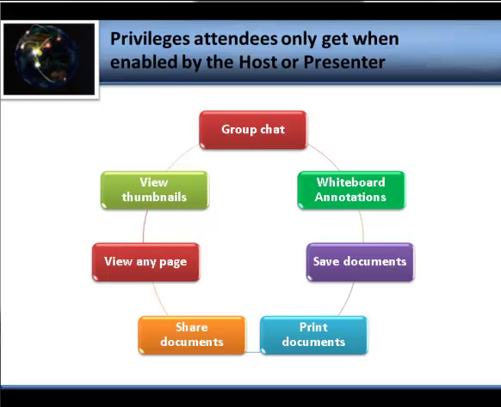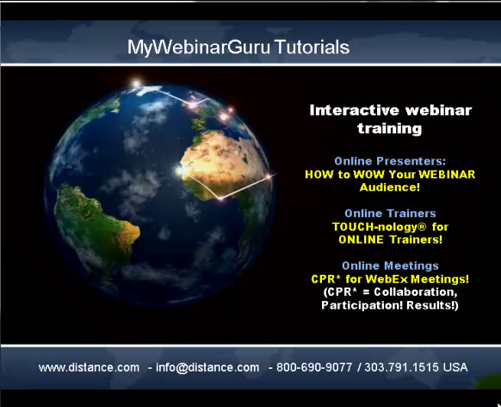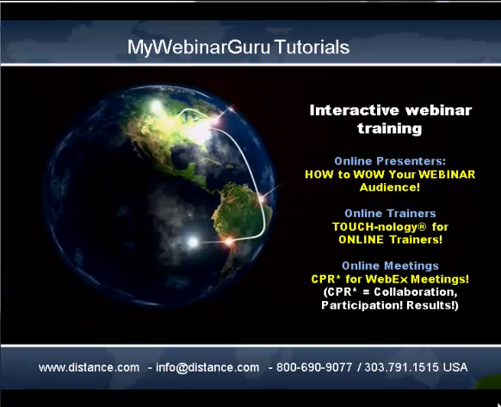Which are the two most important? For group collaboration, you want to make sure the group chat and the whiteboard annotations are enabled. The next two on the list, save documents and print documents, those you probably want to let happen in your small group meeting. The remaining three, it's really your call. You can turn these privileges on and turn them off at any time so that the collaboration in your meeting is highly effective.